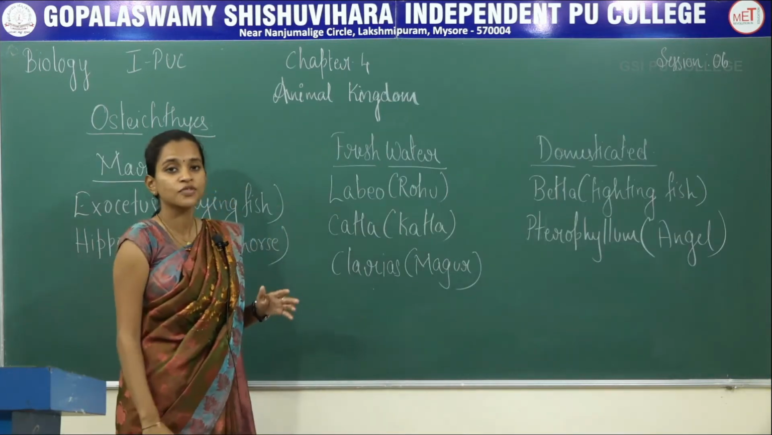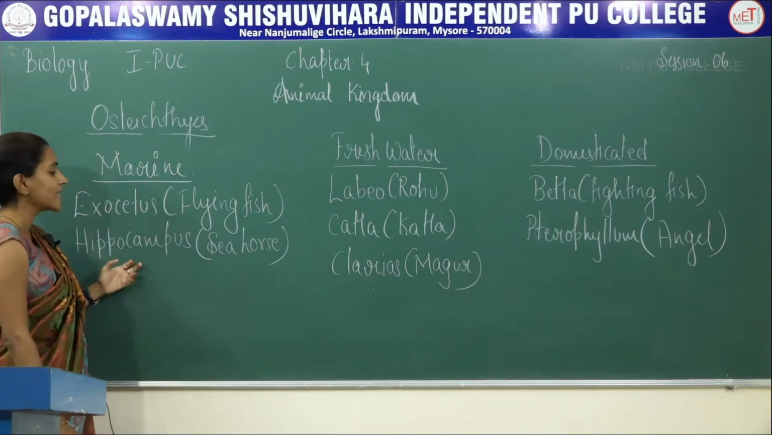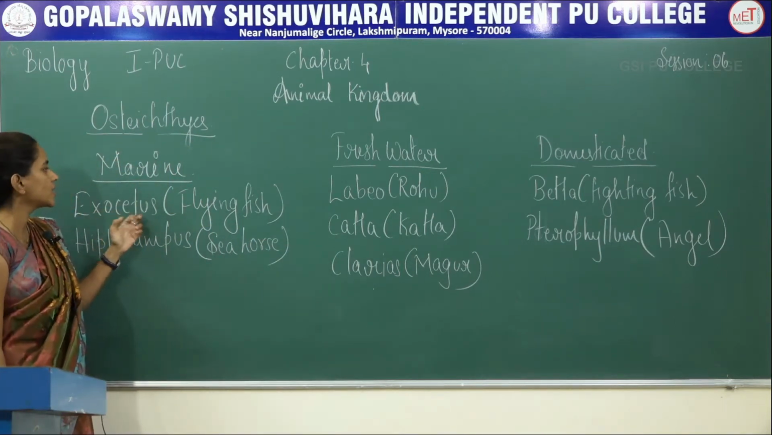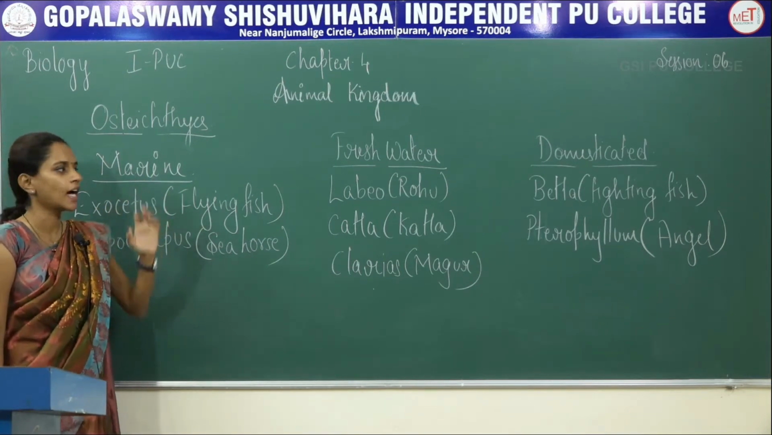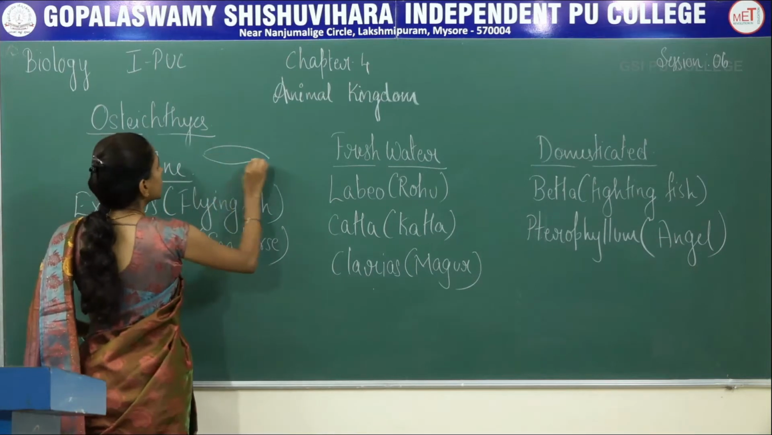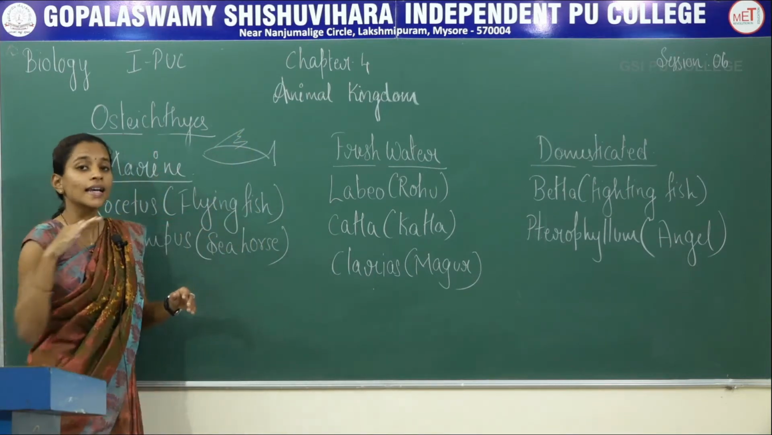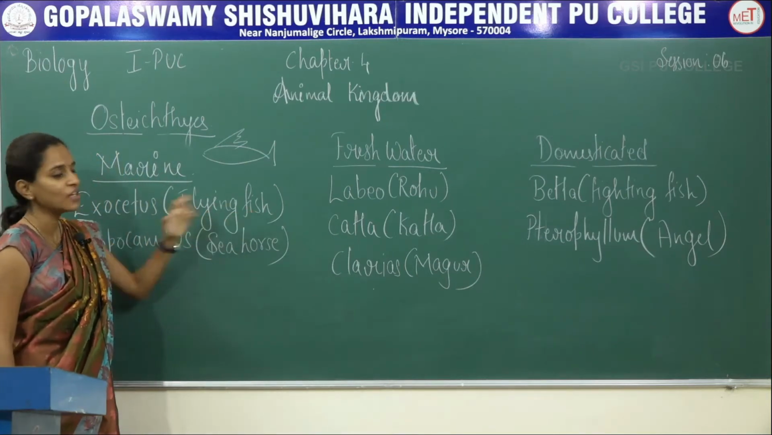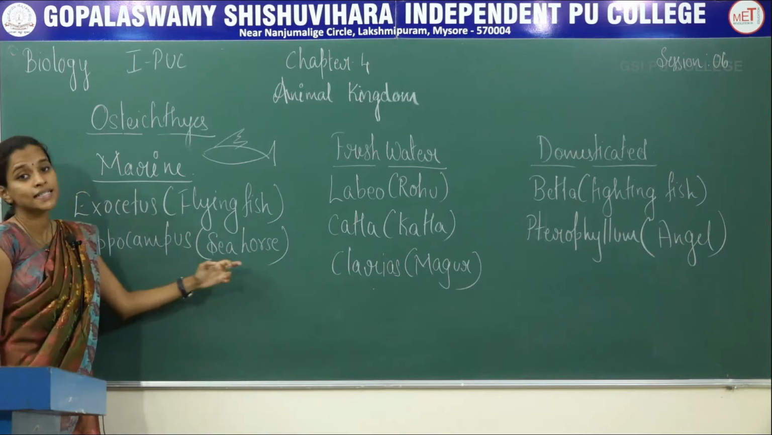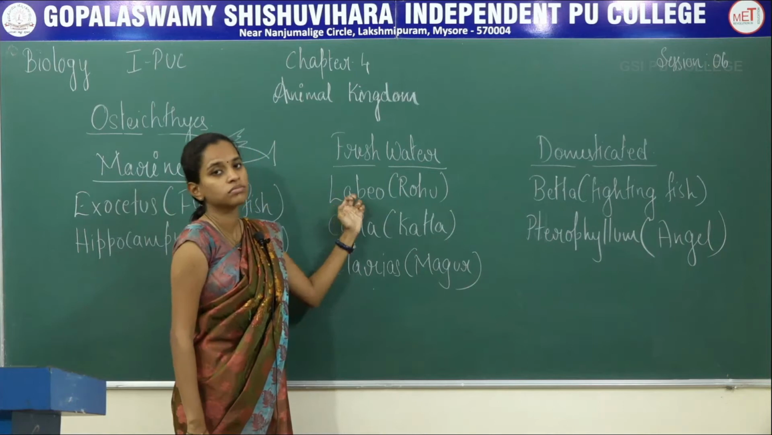Some of the examples for Osteichthyes: the marine forms are Exocoetus as well as Hippocampus. Exocoetus means these have a slightly large pectoral fin. So if you see this fish, they have this fin a little large, which helps them in gliding over the water. That is why they are commonly called flying fish. Hippocampus, the seahorse. Freshwater fishes: Labeo rohu.